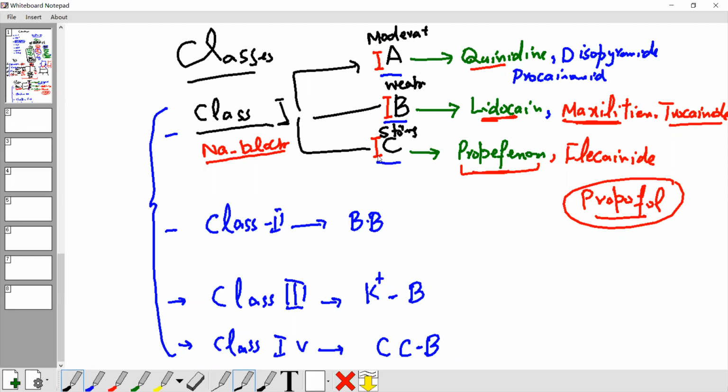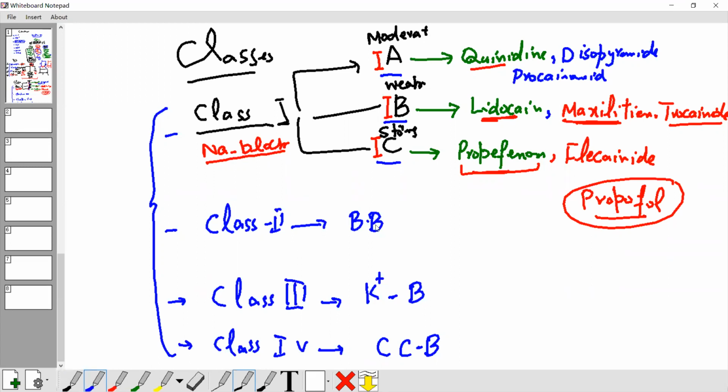We never directly go for class 1C. Class 1C we use when you have no more options. Your rhythm is not controlled by 1A, 1B, class 2, class 3, and class 4. Then at last we have the option of class 1C. Class 1C can cause complete cardiac block, okay? It can cause cardiac arrest because class 1C is a very strong sodium blocker. If you strongly block sodium, next time that sodium channel will not open to cause depolarization of the ventricle. Okay, so class 1A, 1B, and 1C.